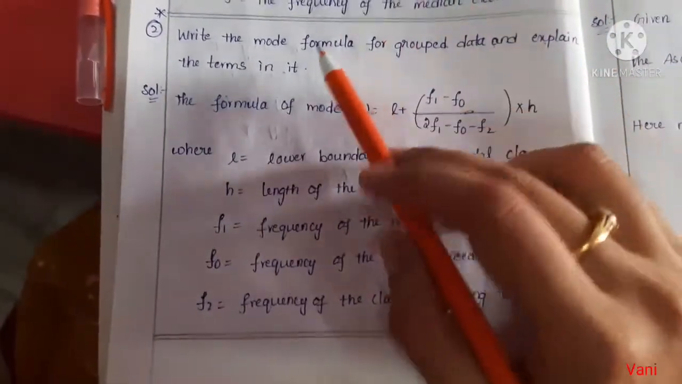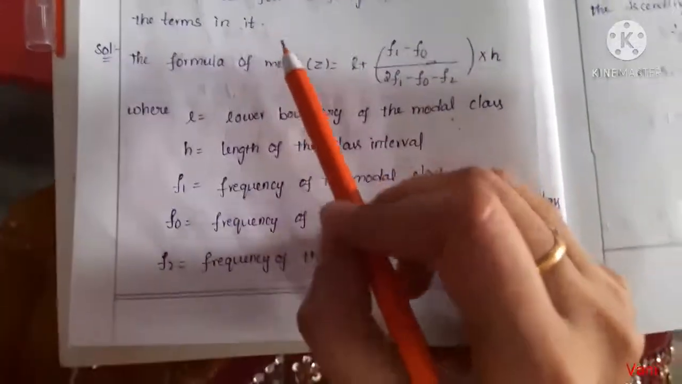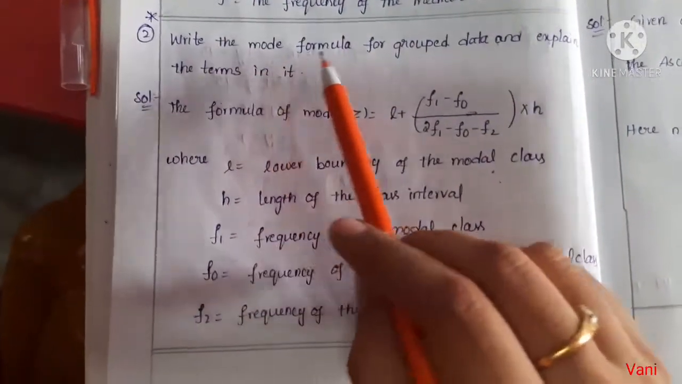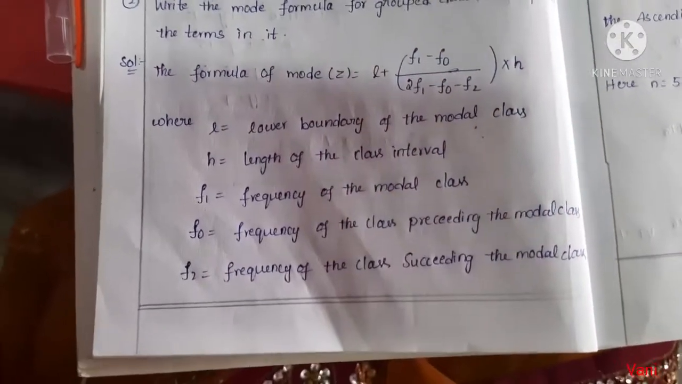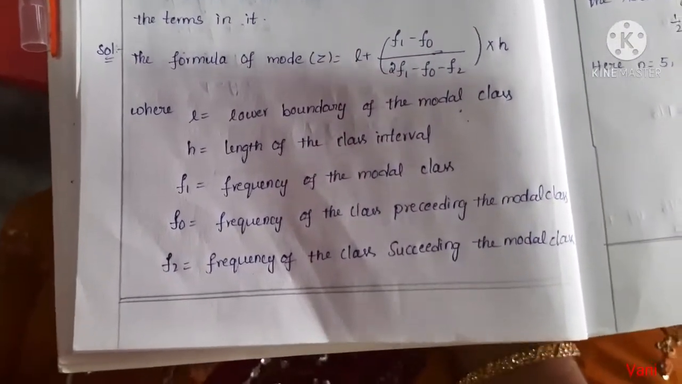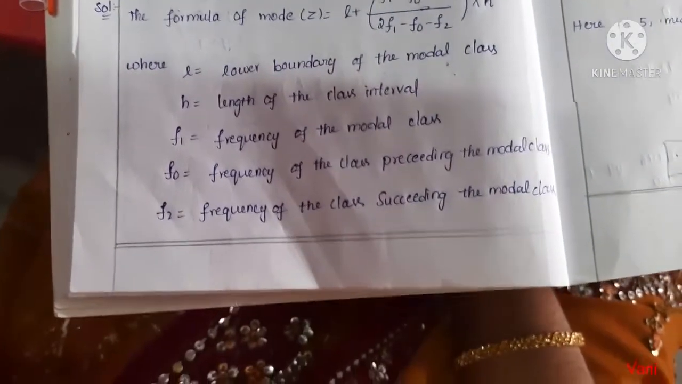Children, our next topic is mode. First, look at the mode formula. Write the mode formula for grouped data and explain the terms in it. For ungrouped data, the mode is the most repeated value in the observations.